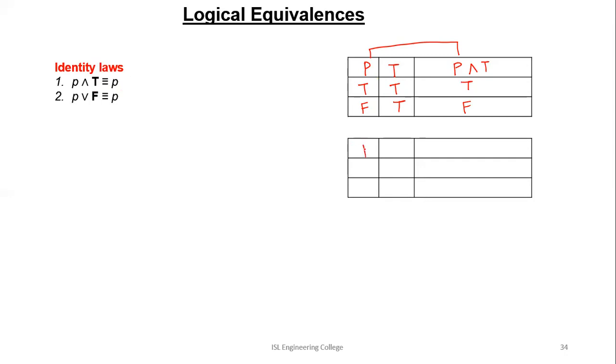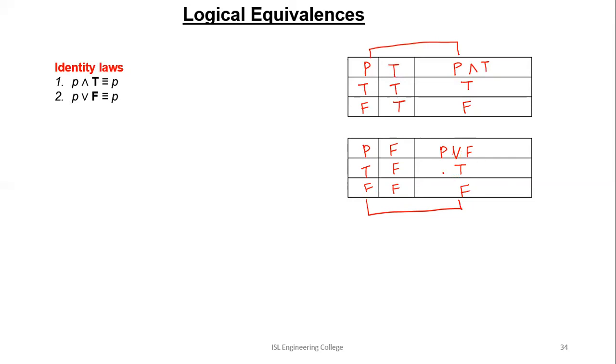Similarly, we can do for P, F. So F you can understand easily that F means false. True, false. And this can be written as P or F. True, false will give us, in the case of OR, true, and if both of them are false, it will give us false. So compare these two columns, we have got the same value as P.